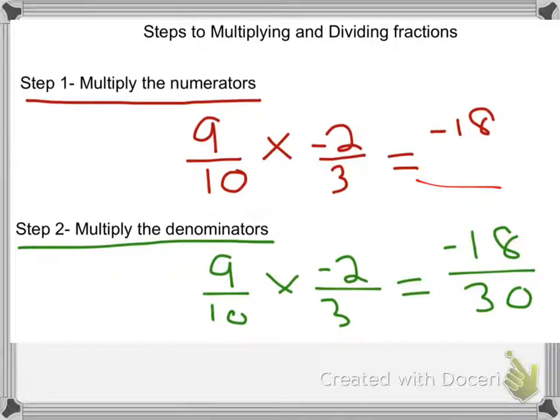So, step one is you have to multiply the numerators. What we have here is 9 over 10 times negative 2 over 3. When you multiply 9 times negative 2, which are the numerators, you get negative 18. And then you have to multiply the denominators. The denominators are 10 and 3. We multiply that, and we end up with 30. So our answer will be negative 18 over 30.